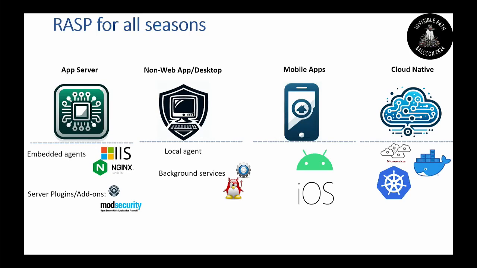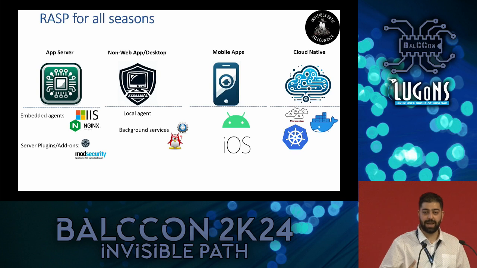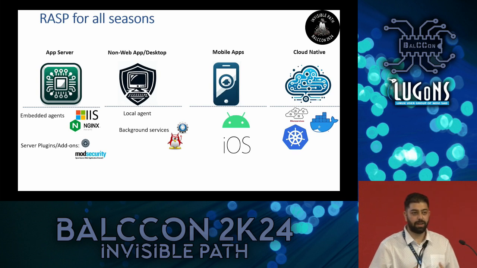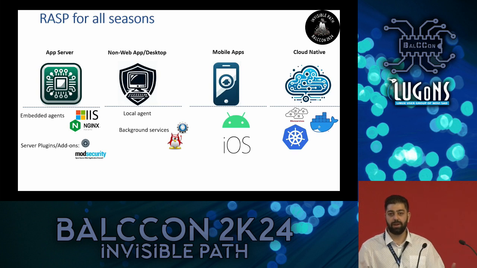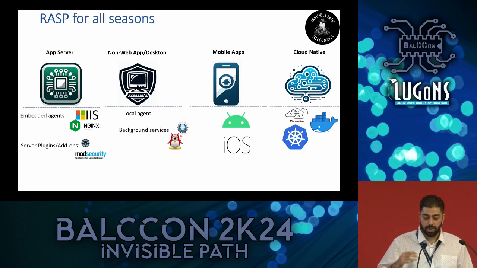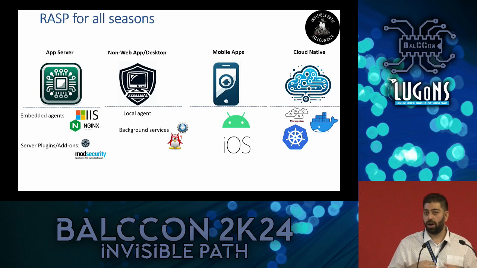However, RASP is not about specific kinds of applications. It can be embedded agents within your IIS or Nginx. You can have it as a plugin or server add-in, like ModSecurity, and also for non-web and standalone applications as well. You can install RASP as a local agent on your endpoints and workstations. You can also have it as a background service, like a daemon or a Windows background service, and in mobile applications as well. You can integrate RASP with iOS and Android.